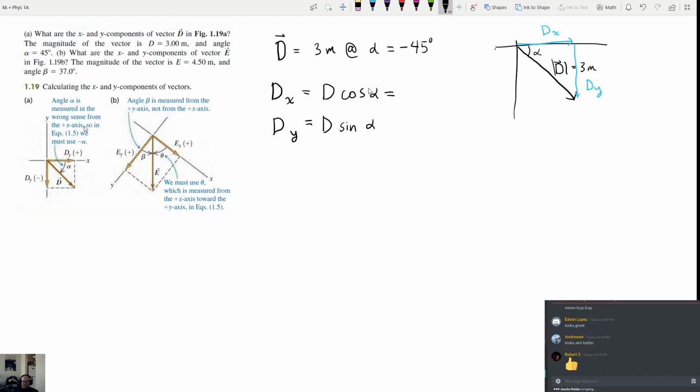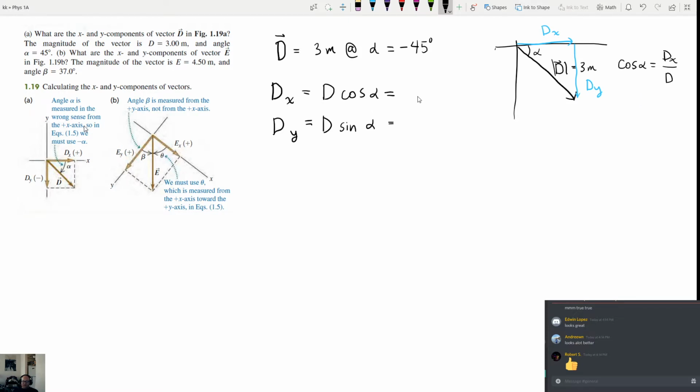Now again, if you don't immediately see these things, just take the one step that it takes. In my picture here, I could easily say that the cosine of alpha, cosine is defined as adjacent over hypotenuse, so that's just d sub x over d. Multiply by the d to the left-hand side, and you get that equation, right? Do the same thing for the sine, and you get that equation.